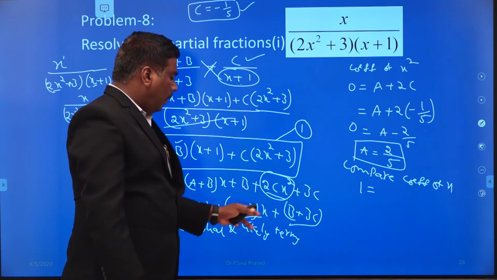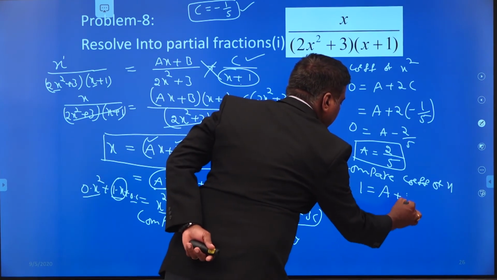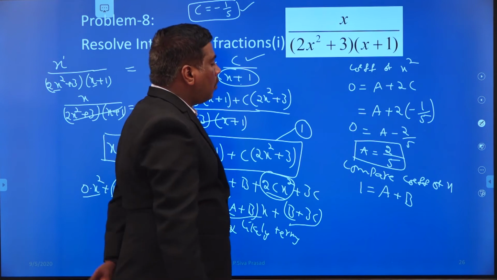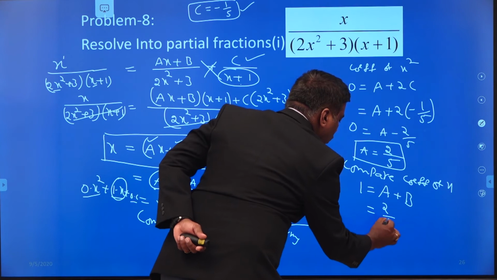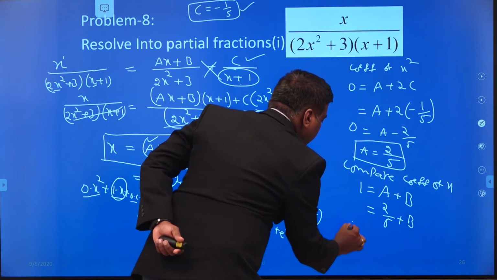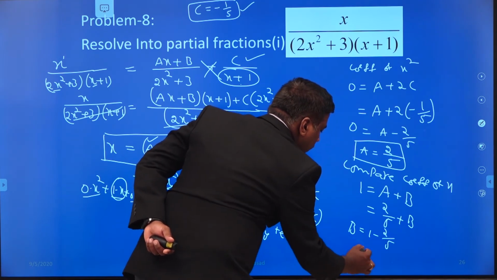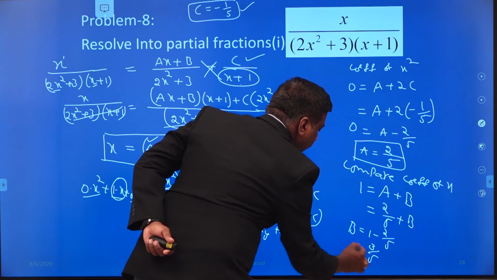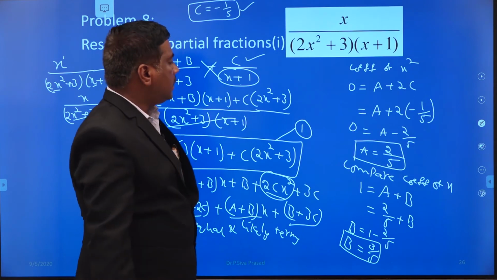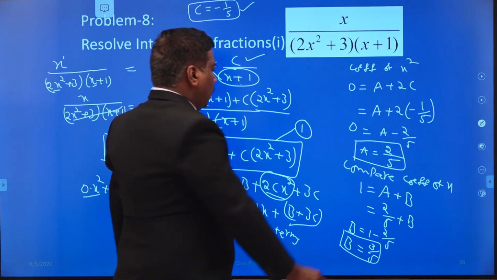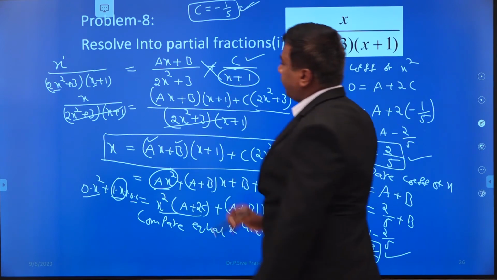and in the right hand side the coefficient of x is a plus b. Now here also you have to know the value for a, the value is 2 by 5. Therefore that value you have to substitute here, 2 by 5 plus b. Then b is equal to 1 minus 2 by 5. Then this is equal to 3 by 5. B value is to be 3 by 5. Please all of you have to do this. So from this A value is getting, B value is getting, and C value is getting.